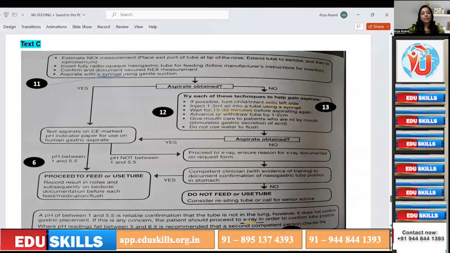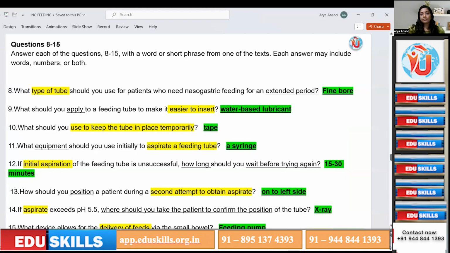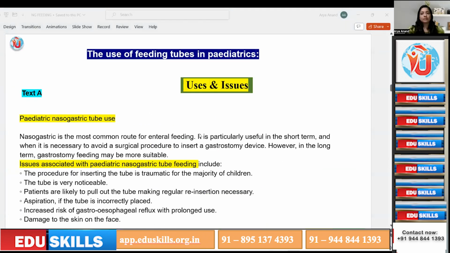Ma'am, no need to read the full passage? No need. If you read the full passage, you won't get time to complete the task within 15 minutes. See, in this text there's no need to read completely. When you have a heading here, pediatric nasogastric tube use, and then issues associated, definitely they will mention some issues under that, so reading this much is enough. You have 30 seconds for one text, 2 minutes for the 4 texts, so you can just read if you want.